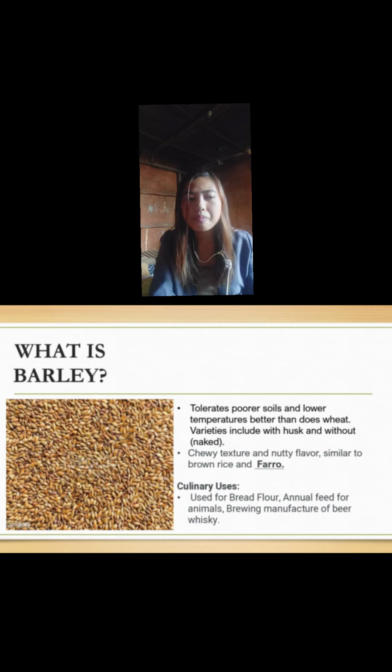So barley also has culinary uses in our society. It is used for bread flour, animal feed, and brewing, in the manufacture of beer and whiskey. So barley is also used in beer, whiskey, and wine production.